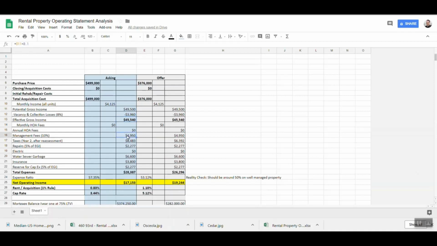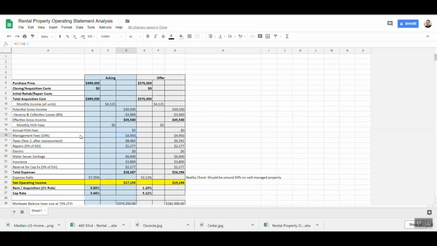Those were missing from the statement that was in the MLS with the listing. Even if you self-manage, you should be paying yourself 10% as a management fee. A couple of reasons for that. It's earned income, which is taxed at a lower rate than your passive income. And obviously, it's something you need to account for at any rental property because you may not be able to self-manage forever when you start to scale up.